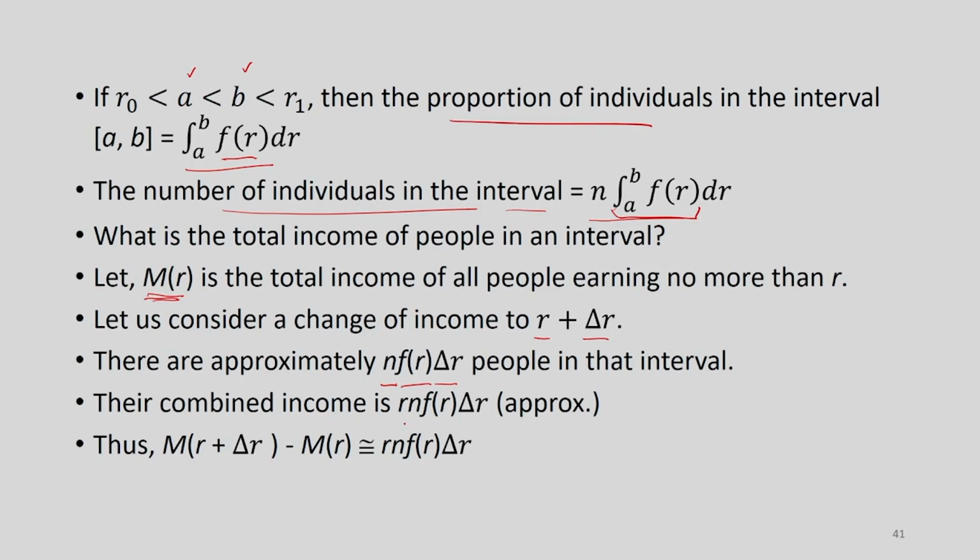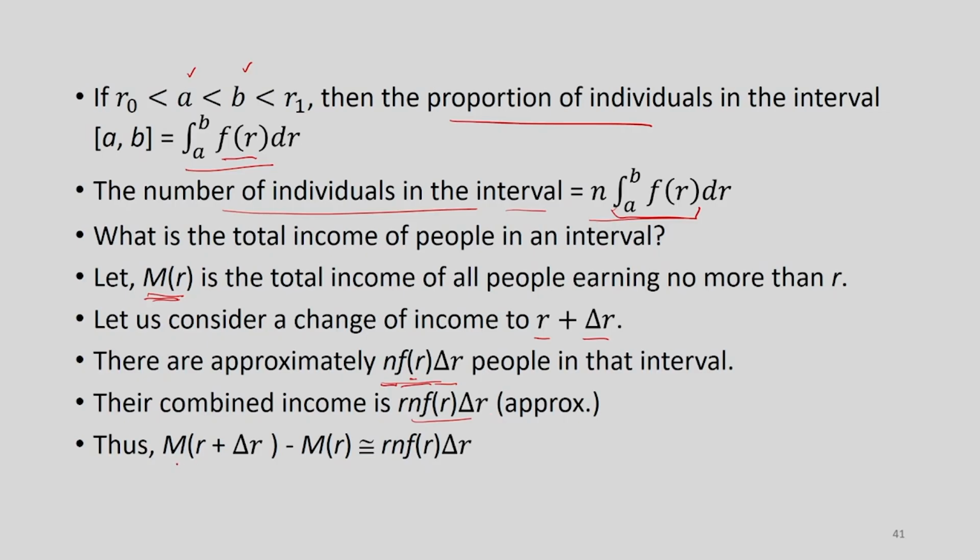And what is their combined income? So, this number of people are there, but what is their total income? I can multiply that with small r, right, because I am taking the value at r. So, I can multiply that with the level of income, which is r, and that will give me approximately the total income earned by these people in that delta r interval.